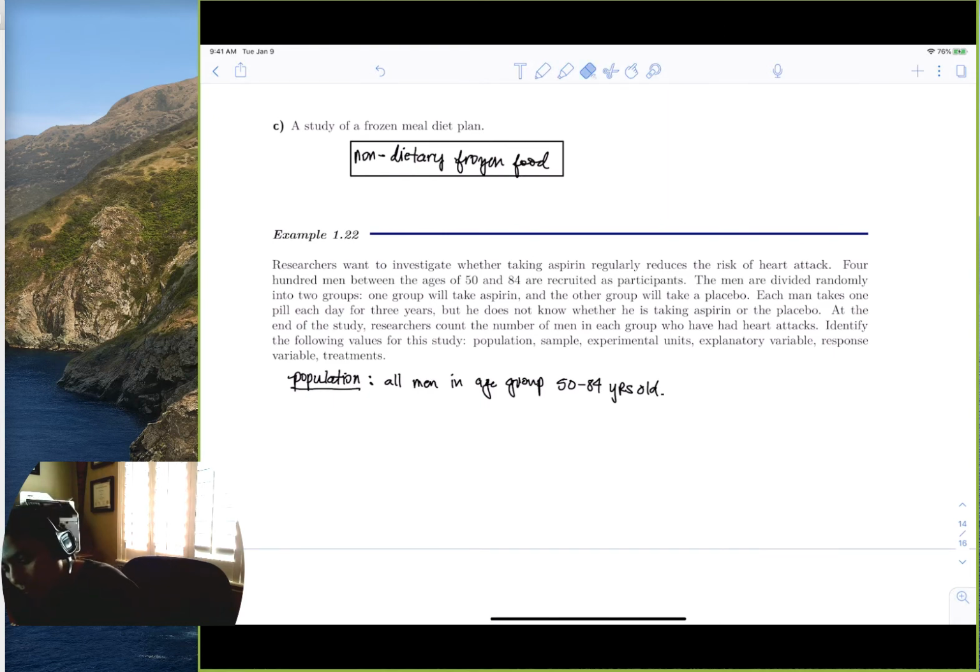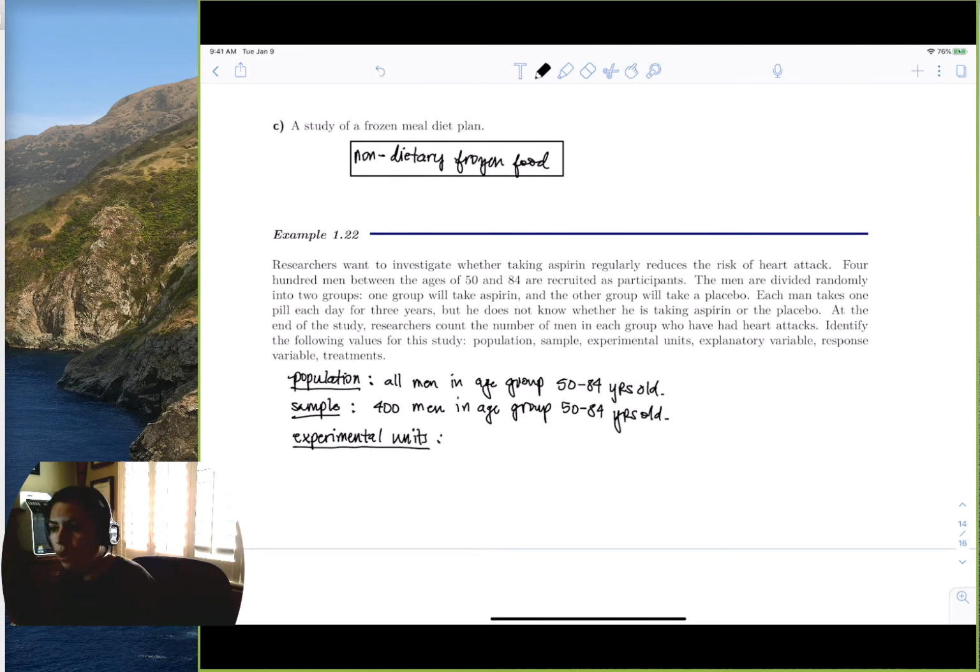Okay, so then we would say the sample is the 400 men, right, the subset in age group 50 to 84. And then the experimental units, remember, are the subjects in the study. So who are the subjects? Are they male, female, rabbits, crickets, pennies, right? No, they're men. So the men in the study.